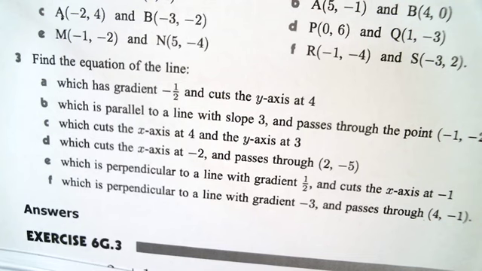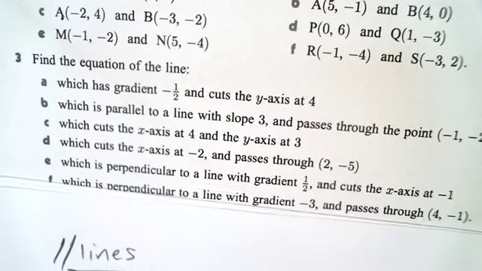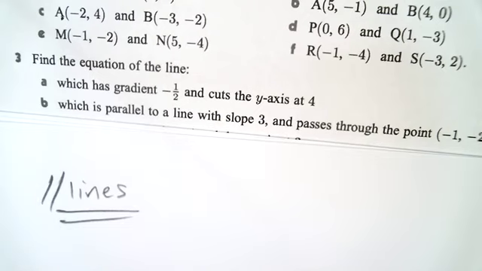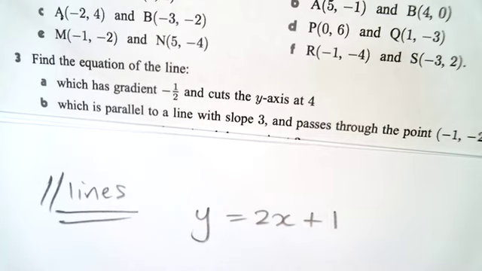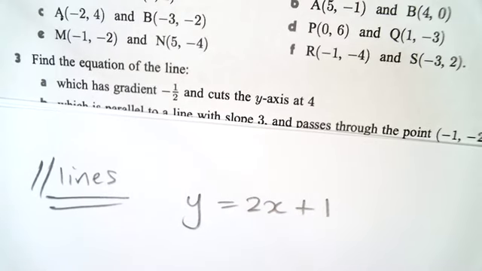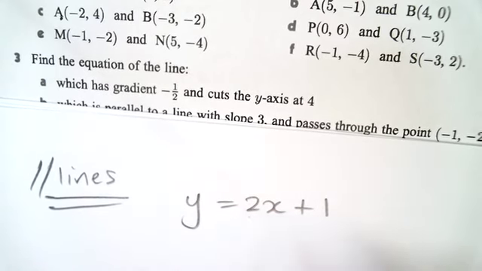All right, now we're going to have a look at lines which are parallel. Now, a parallel line only has to have the same gradient. So if I've got y is equal to 2x plus 1, I know that any line that has a gradient of 2 is parallel to that line.